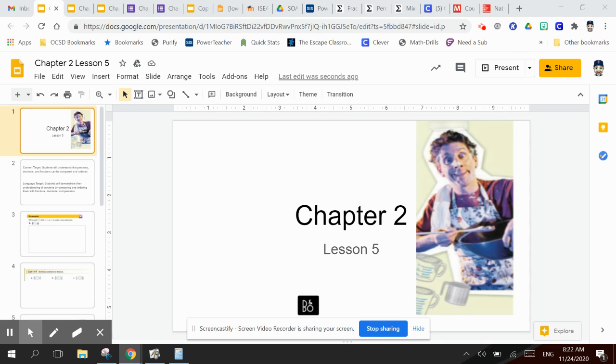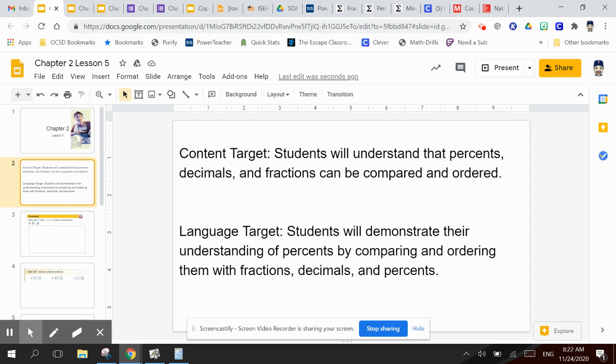This is Chapter 2, Lesson 5. Our content target: students will understand that percents, decimals, and fractions can be compared and ordered. Our language target: students will demonstrate their understanding of percents by comparing and ordering them with fractions, decimals, and percents.